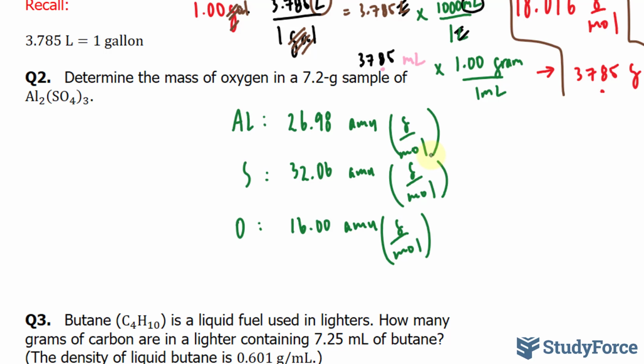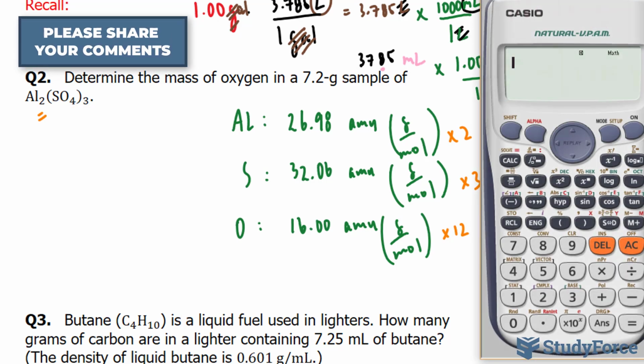Now, the next thing that I want to do is multiply each of these numbers by the amount of atoms within this molecule. So for example, I'll take 26.98 and multiply it by 2 because there are 2 aluminums. I'll take 32.06 and multiply it by 3 because there are 3 sulfur atoms. And multiply 16 by 12 because there are 12 oxygen atoms. 4 times 3 is 12. And once I do that, I'll sum them up and that will give me the total molar mass for one molecule. So let's go ahead and do that on our calculator.